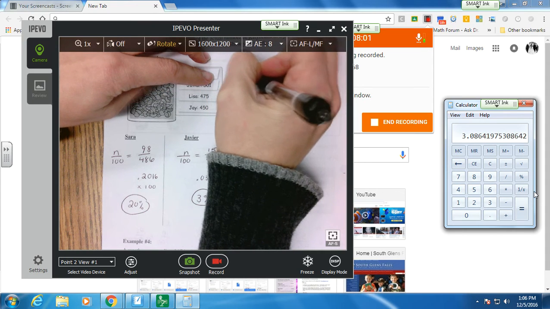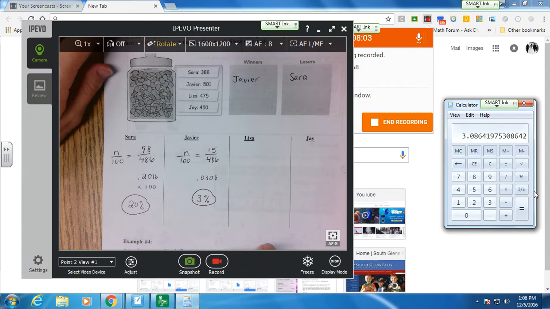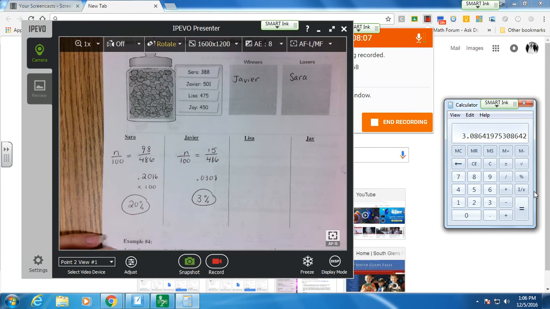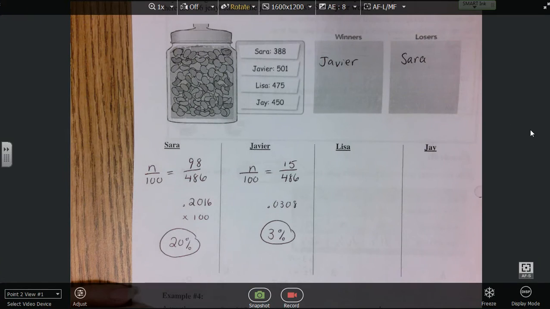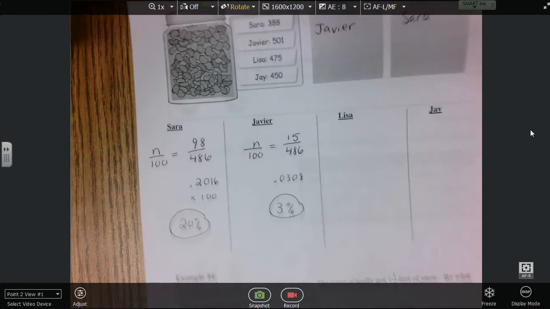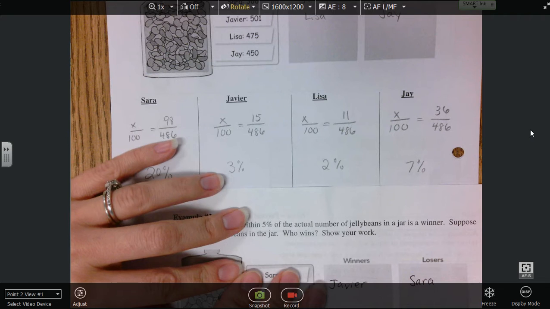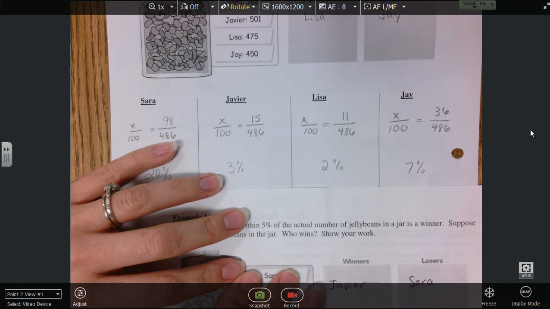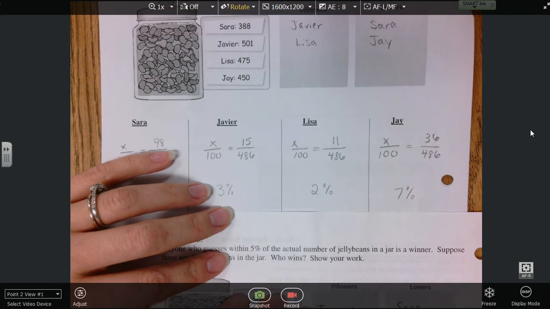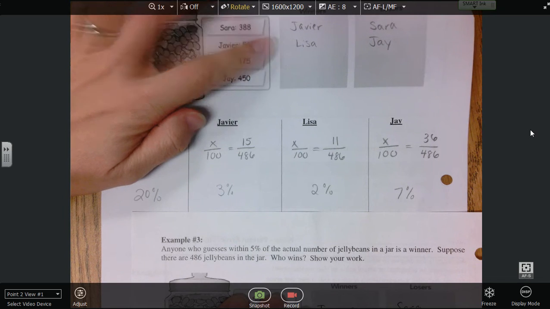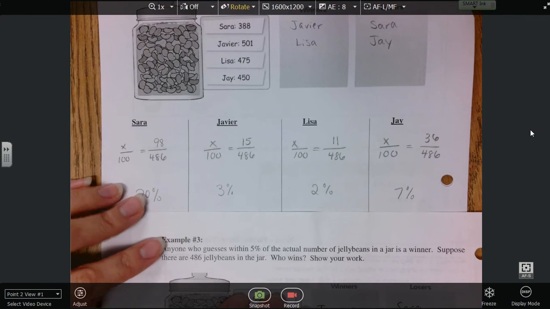Go ahead and try the next two. And on this one, I got that Lisa was at 2%, Jay was at 7%. So Lisa is a winner as well, and Jay is a loser.